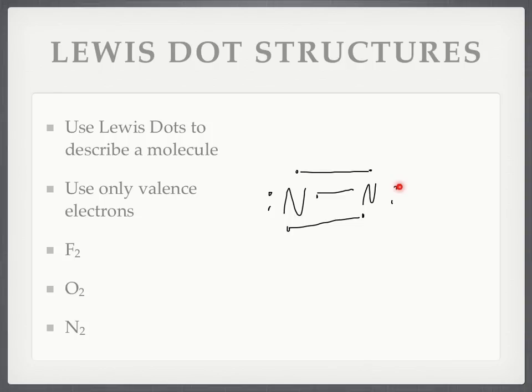So of course, once again, we don't want to leave it like that. We want to write it a little bit neater. So it would look something like that. That's our Lewis dot structure, or you could have the 6 electrons, the 3 pairs, in between there.